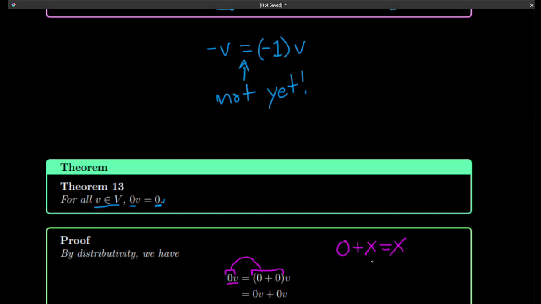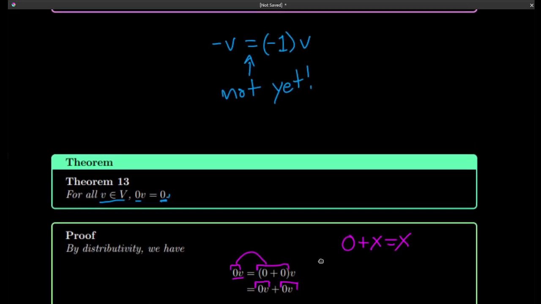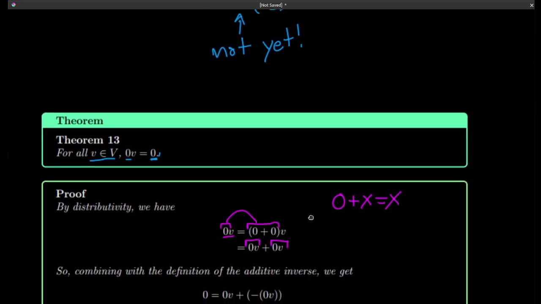Okay, cool. So certainly if I put in 0 for x, I still get that this statement is true. So 0 is equal to 0 plus 0. Okay, cool. So I could scale v by 0 plus 0. And hey, by distributivity, this is 0v plus 0v. Nice. All right. So combine with the definition of an additive inverse.